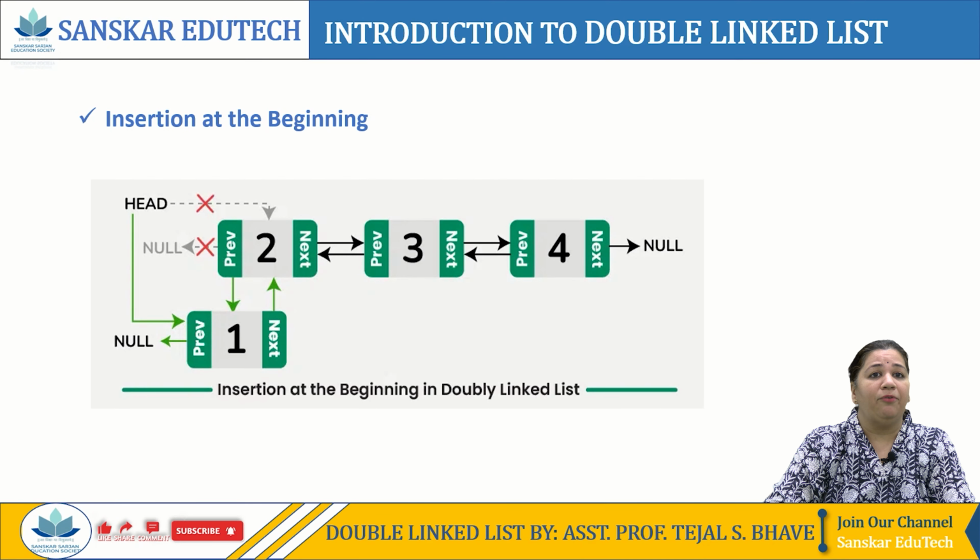Insert a node at the front or beginning of the double linked list. To insert a new node at the front, we create a new node and point its next pointer to the current first node of the linked list.